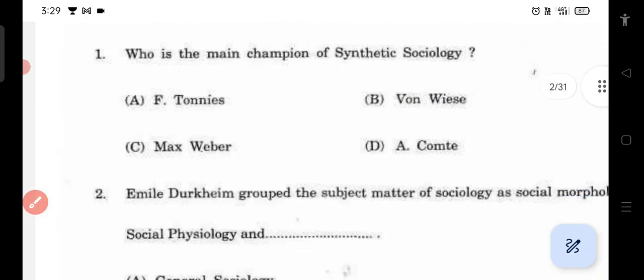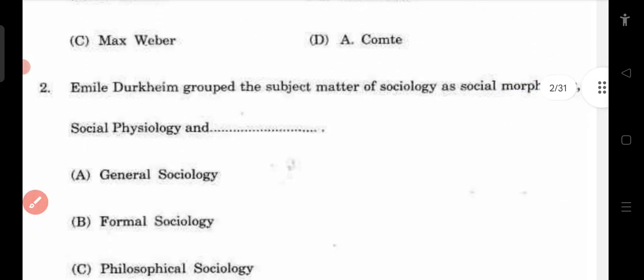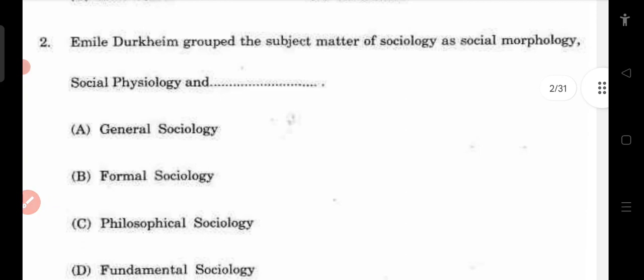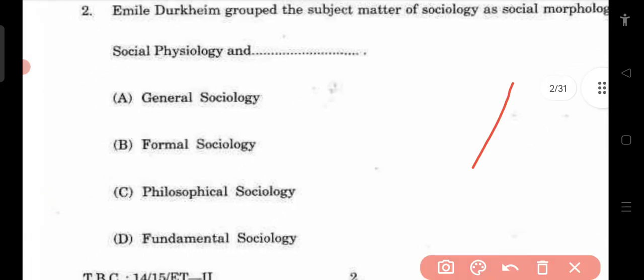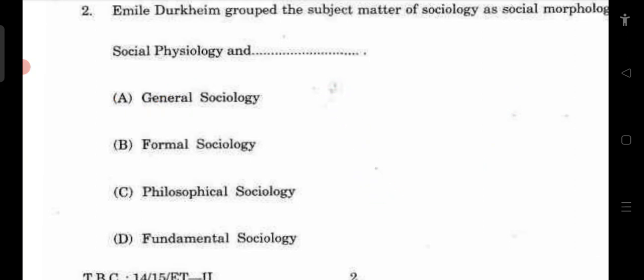Next question is: Emile Durkheim grouped the subject matter of sociology as social morphology, social physiology, and here the correct answer would be general sociology. Formal philosophy, fundamental sociology, he didn't say about this.